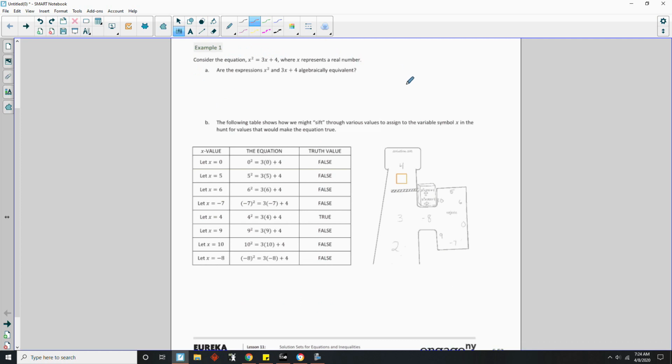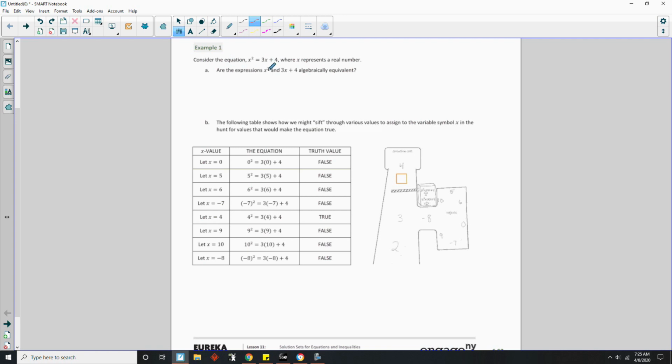Now remember from the last lesson or a prior lesson, a number sentence is a sentence that has an equal sign in it, and it has just numbers. Pi is considered a number as well, but it does not have variables like x, unknown values. So this is not a number sentence, but it is an algebraic expression or equation. But part A says, are the expressions x squared and 3x plus 4 algebraically equivalent?